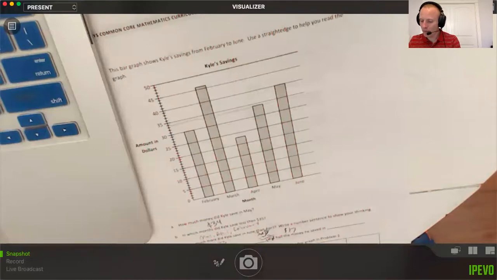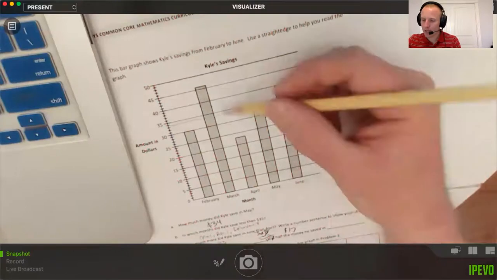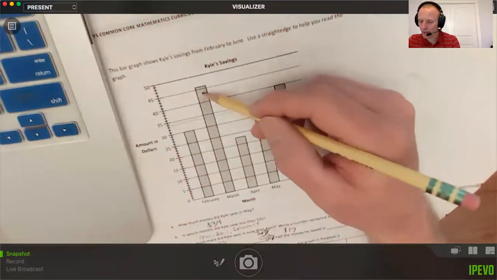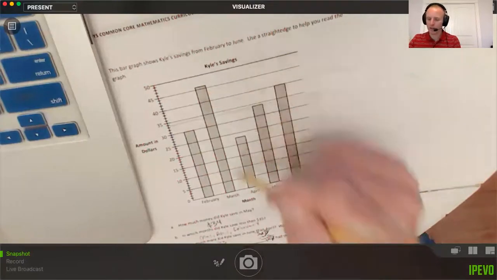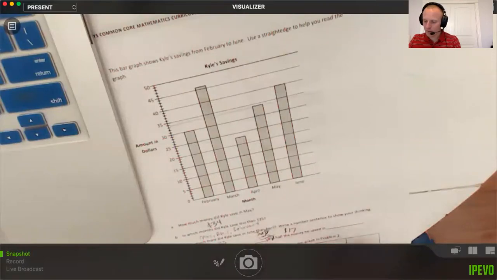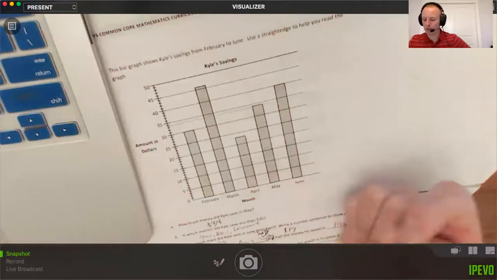The money that Kyle saved in some month was half the money that he saved in another month. So I'm guessing that's 46 and that's 23. So April. The money he saved in April is half of the money that he saved in March, because 23 is half of 46.